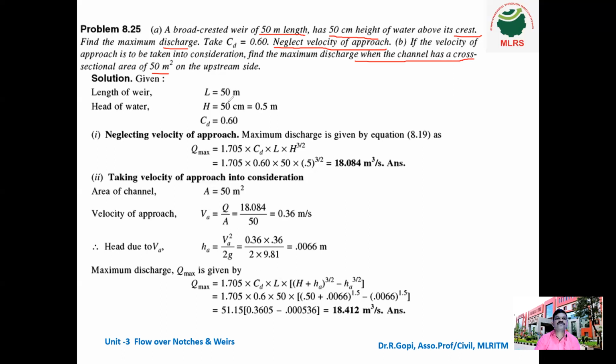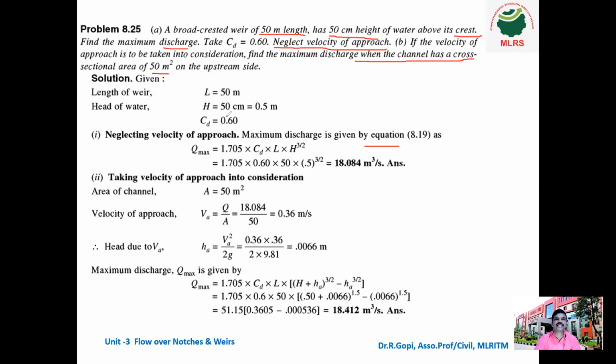So next, length of weir L is equal to 50 meter and the height is 50 centimeter, that means 0.5 meter. CD is 0.6. So neglecting velocity of approach, the maximum discharge is given by the equation we already saw. What is that equation? Maximum discharge Q is 1.705 into CD L H power 3 by 2. So substitute all the values.